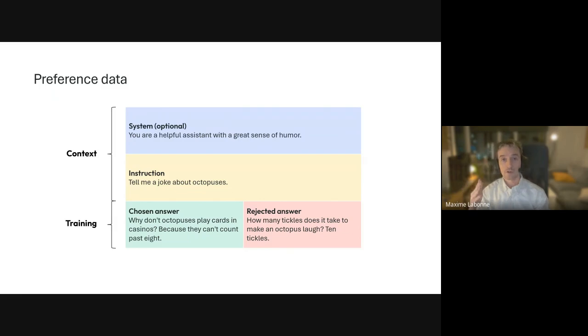Same thing as for instruction: we had instructions and expected answers. And here it's instruction, chosen answer, and rejected answer. So here you can see an example. We're going to steer the model to output words, tokens that are more like the chosen answer and less like the rejected one. So this is an example of it.